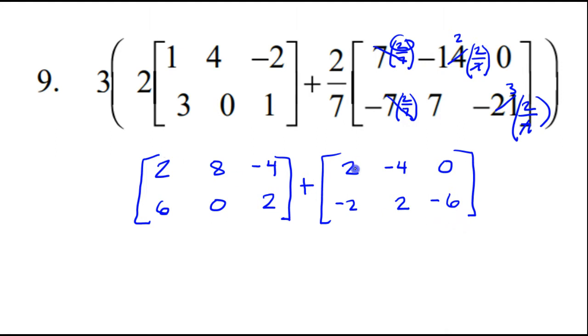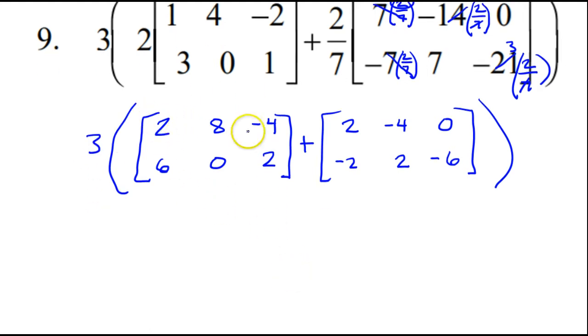Okay, now I can add the corresponding elements. Still got this 3 out here. But anyway, 2 and 2, so that's 4. 8 and negative 4, that's 4. Negative 4 and 0, that's negative 4. 6 and negative 2, that's 4. 0 and 2, that's 2. 2 and negative 6, that's negative 4.